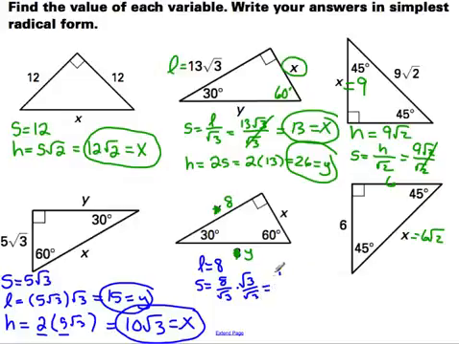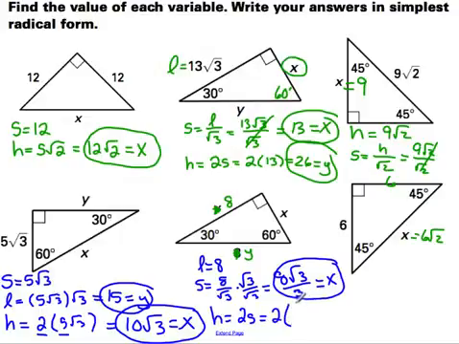So that would give me 8 times the square root of 3 over 3. I can't really simplify that any further, so I'll just leave that as my x value. My y is going to be the hypotenuse. The hypotenuse is always going to equal 2 times the short leg. Well, in this case, that's 2 times 8 square root of 3 over 3.